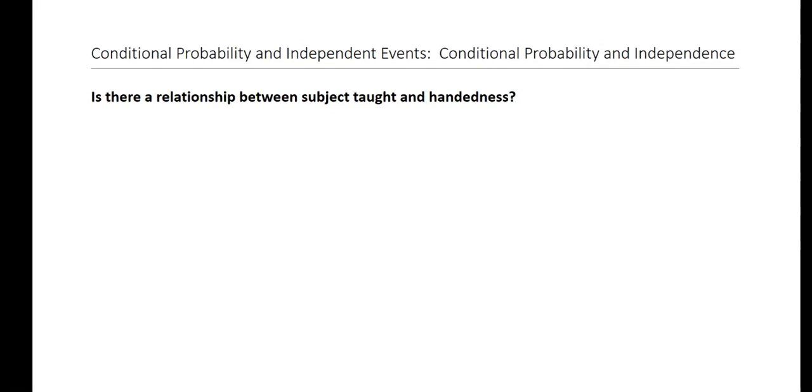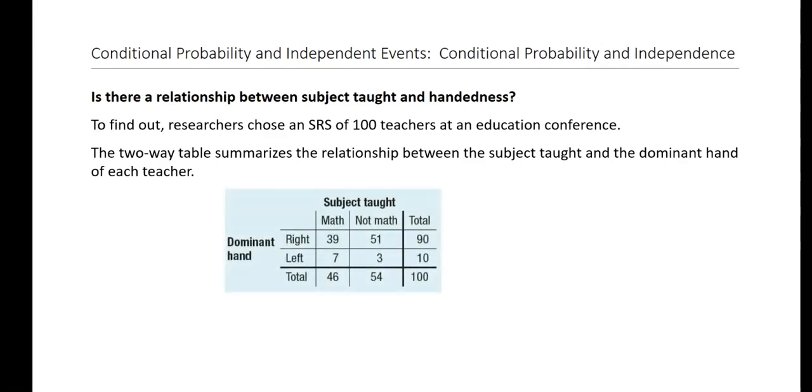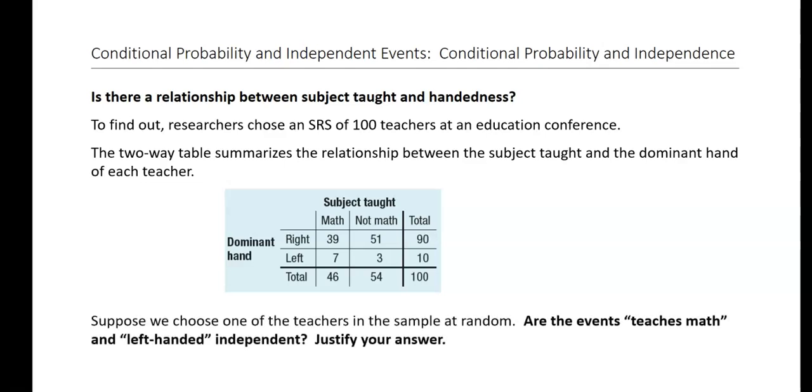Is there a relationship between subject taught and handedness? To find out, they took a simple random sample of 100 teachers at an educational conference, like the one I go to. A two-way table summarizes the relationship between the subject taught and the dominant hand. Okay. I wonder if there's any relationship there. Suppose we choose one of the teachers in the sample at random. Are the events teaches math and left-handedness independent?